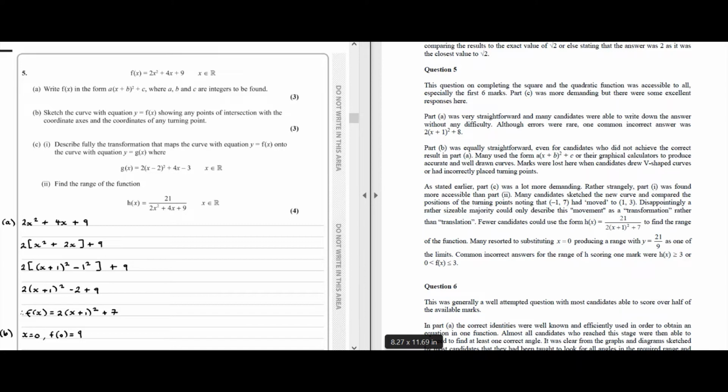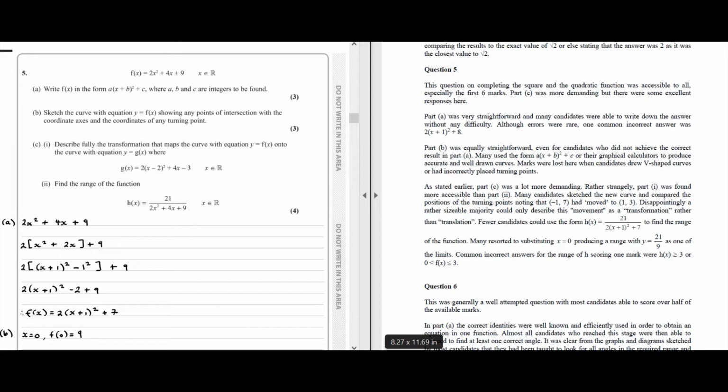I don't know how you'd get that, if I'm honest. Part B was equally straightforward, even for candidates who did not achieve the correct result in Part A. Many used the form a lots of (x plus b) all squared plus c, or their graphical calculators to produce accurate and well-drawn curves. Marks were lost here when candidates drew V-shaped curves or had incorrectly placed turning points.